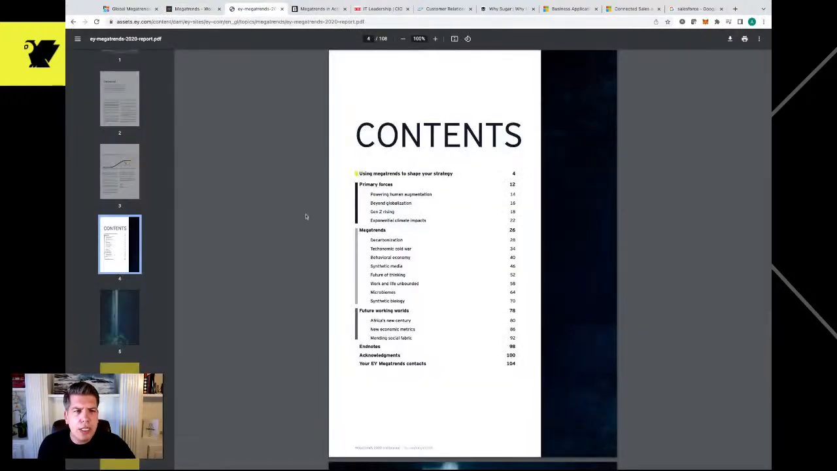Ernst & Young's got some really good ones as well. Decarbonization, that's the green, behavioral economy, synthetic media, future of thinking. See, Ernst & Young, EY, is branding their megatrends. And you can see it, right? Because in some ways they're trying to invent markets, but they don't quite understand how to, right? Because they're trying to say, well, these are the trends. The megatrends are the generic ones, everybody shares them, that type of thing.